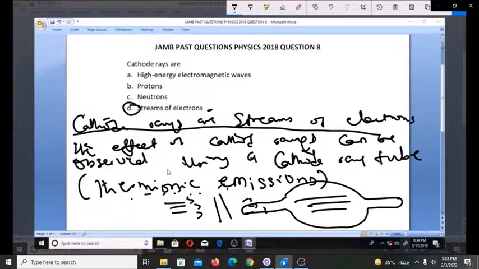So that is the answer to this problem. They are not protons, they are not neutrons, but they are streams of electrons.